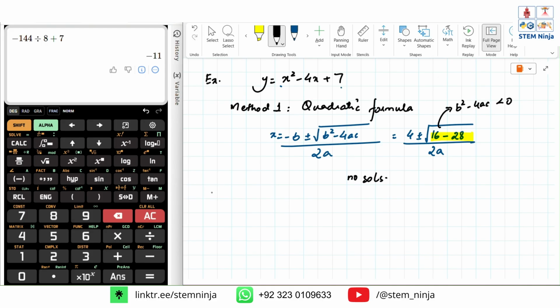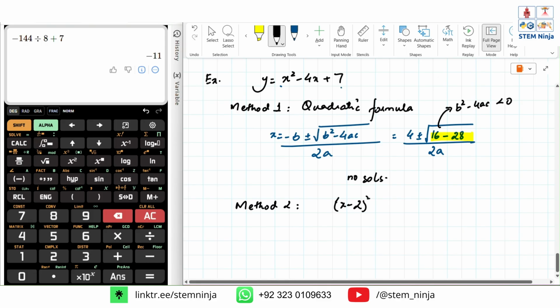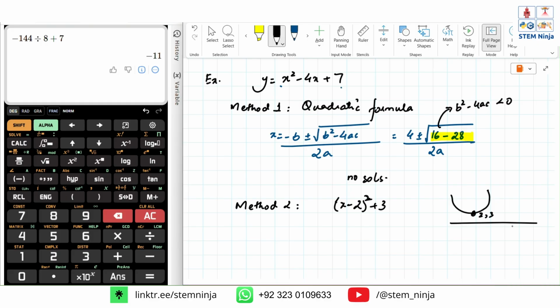Was there any other way we could have done that? We could have seen that. So we already completed the square for that. We had x minus 2 whole squared plus 3. So we already discussed the scenarios. So basically, this is sort of like this. This is our 2, 3. So the graph is not even touching the x-axis. So it will have no solutions.